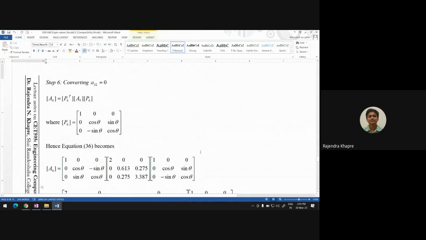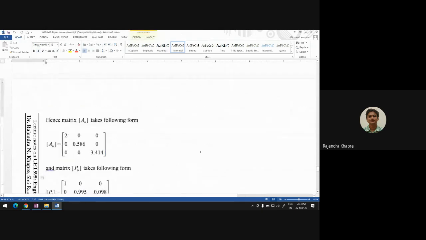This is your A5, and lastly, your A6 will look like this. In A6, you get 2, 0, 0, 0, 0.586, 0, 0, 0, and 3.41. This is after 6 cycles. Very difficult task, but I'm just trying to explain you the method. So this is how you will be getting the eigenvalues. The first eigenvalue will be 2, the second eigenvalue will be 0.586, and the third eigenvalue will be 3.41.